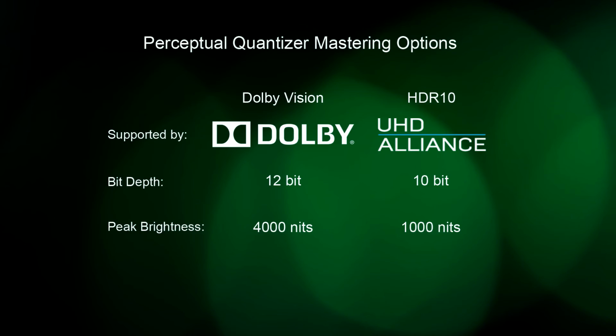There are two mastering options based on the Perceptual Quantizer algorithm. One is the one developed by Dolby, Dolby Vision, and the other one is HDR10, supported by the Ultra HD Alliance. Dolby Vision demands a 12-bit master finished on a 4000 nit screen, and HDR10 demands a 10-bit master finished on a 1000 nit screen.